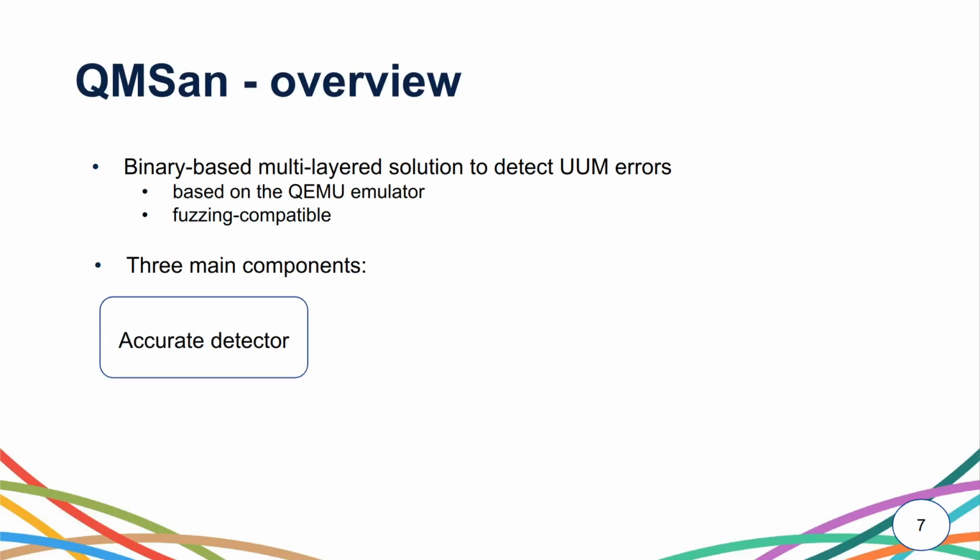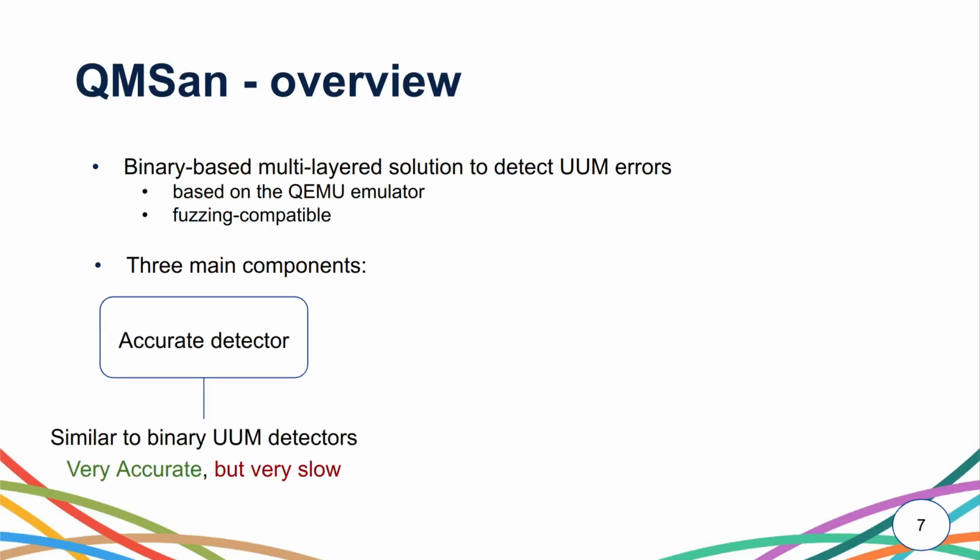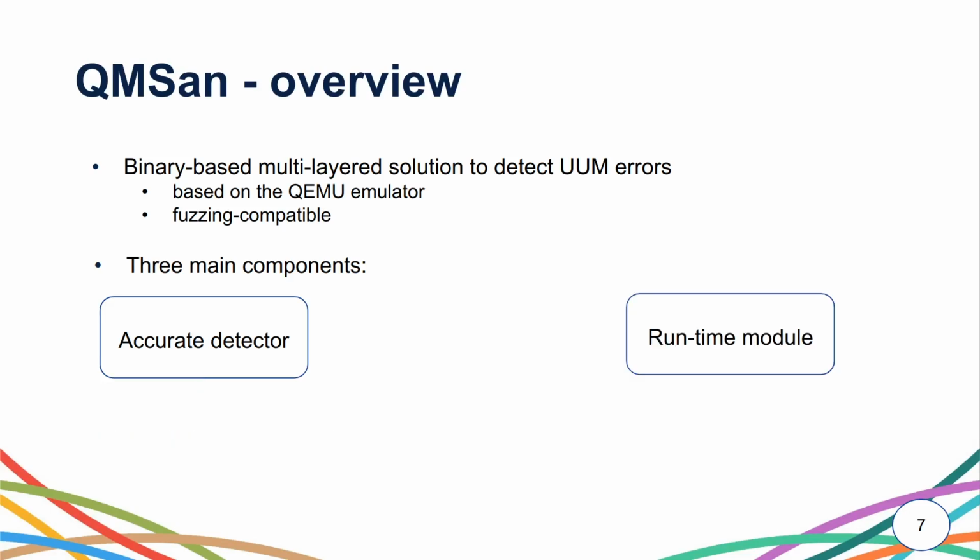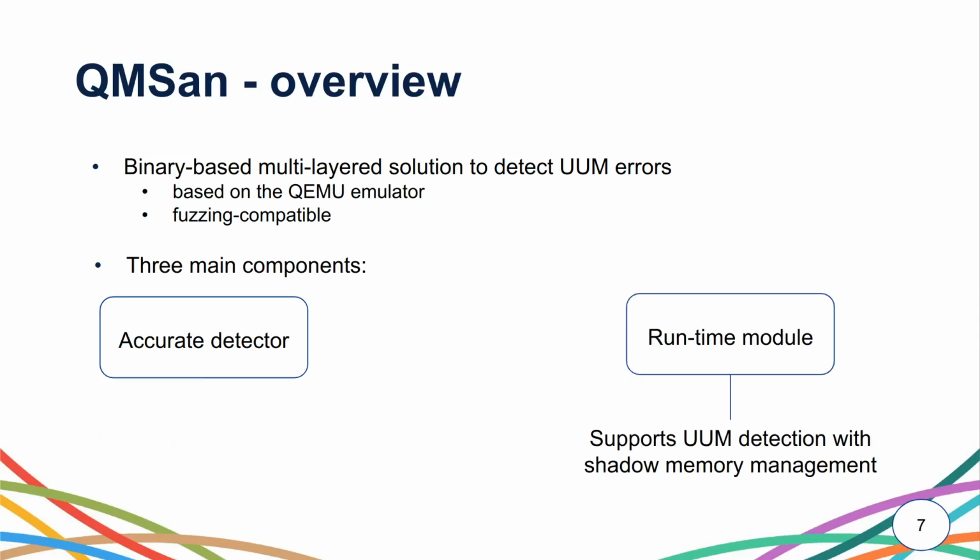The first one is an accurate detector, which is similar to existing UUM error detection solutions for binary software like Valgrind's Memcheck or Dr. Memory. It is very accurate, but it is also very slow. Then it features a runtime module that supports UUM detection with shadow memory management.